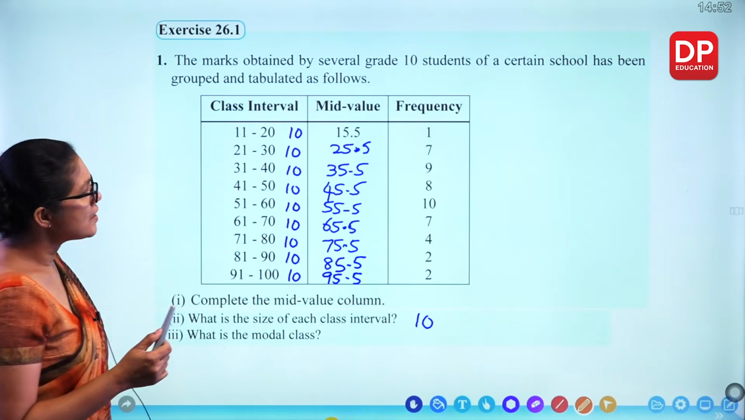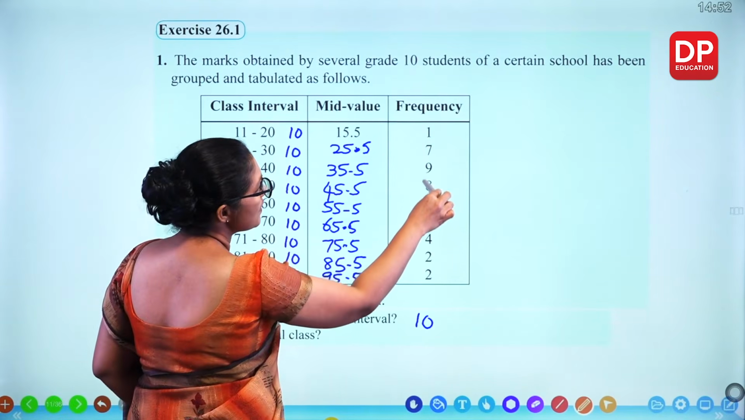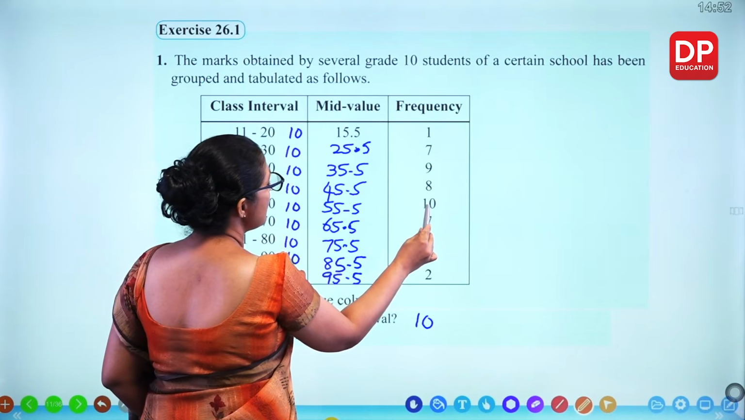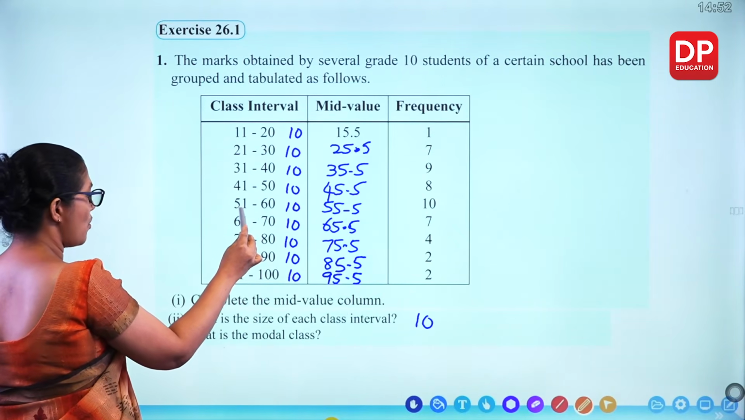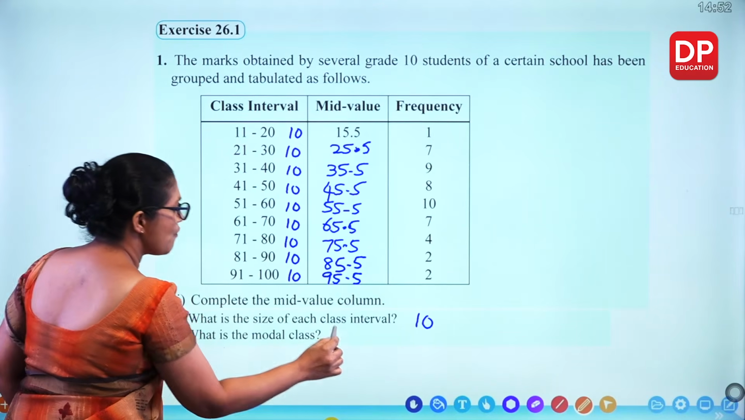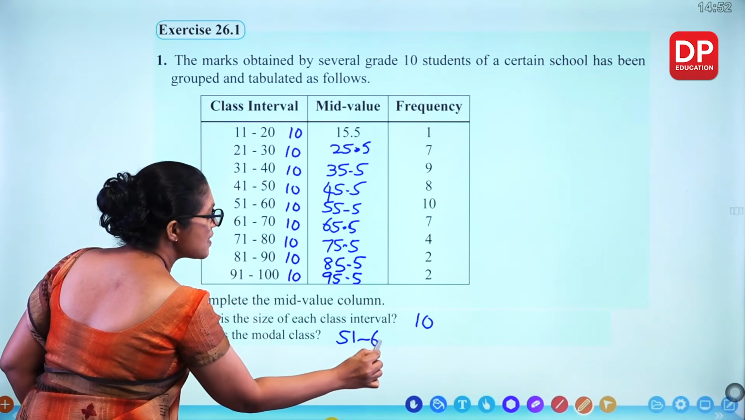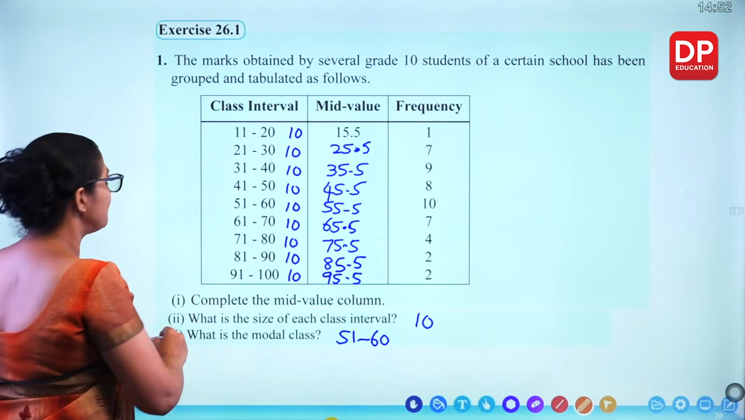What is the modal class? The one which has the highest frequency. Look at the frequency column. This one, 10. So refer to that number. So what's the modal class? 51 to 60.